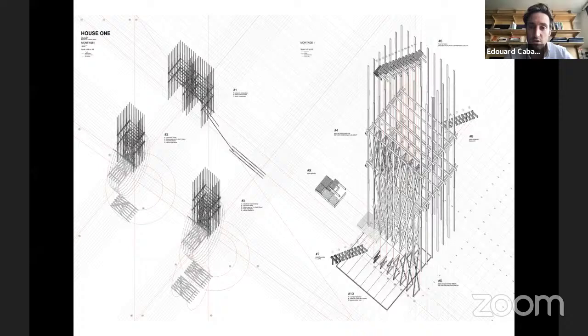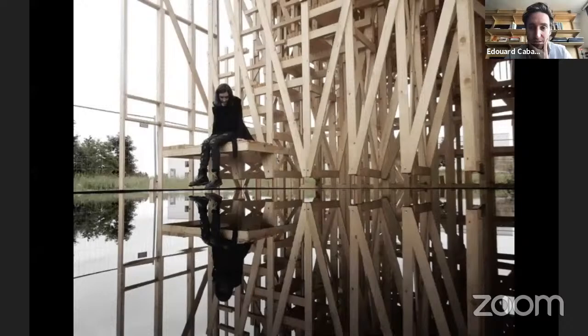These are the drawings of the construction sequence of a part of the project. And I think they're just delightful, as is the construction and the last photograph of a student at the end of her first year here.